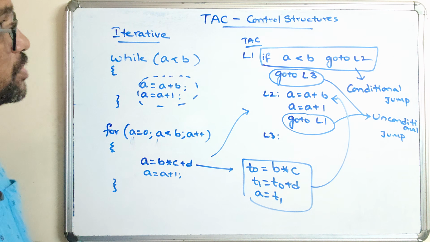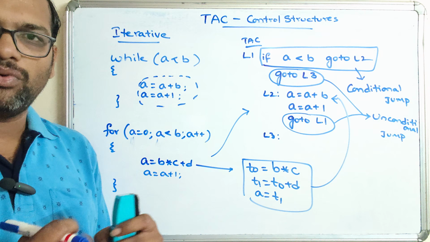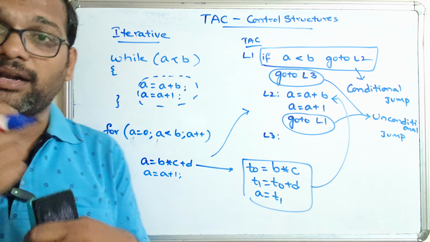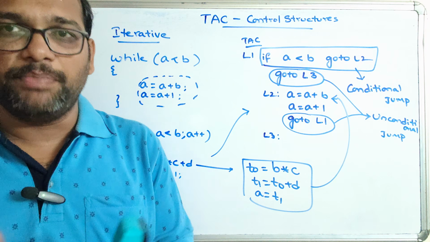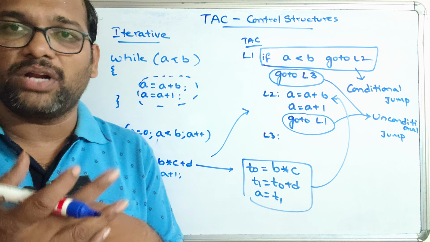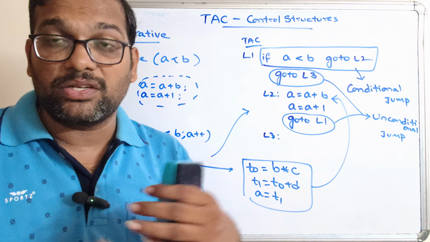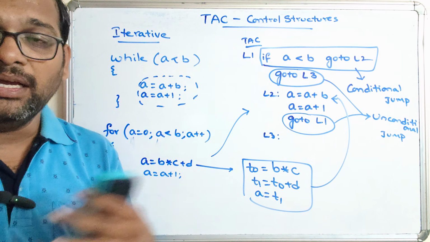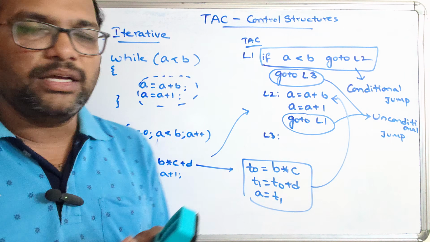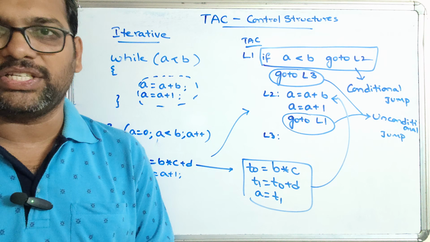Okay, so hope you understood this simple concept, how we can write the three address code for the control structures. Once again, here we have written only for simple conditions. In our next session we'll see compound conditions. Compound conditions means whenever we are using logical operators, comparing multiple simple conditions. That concept we call short circuit evaluation. That we'll see in further sessions.